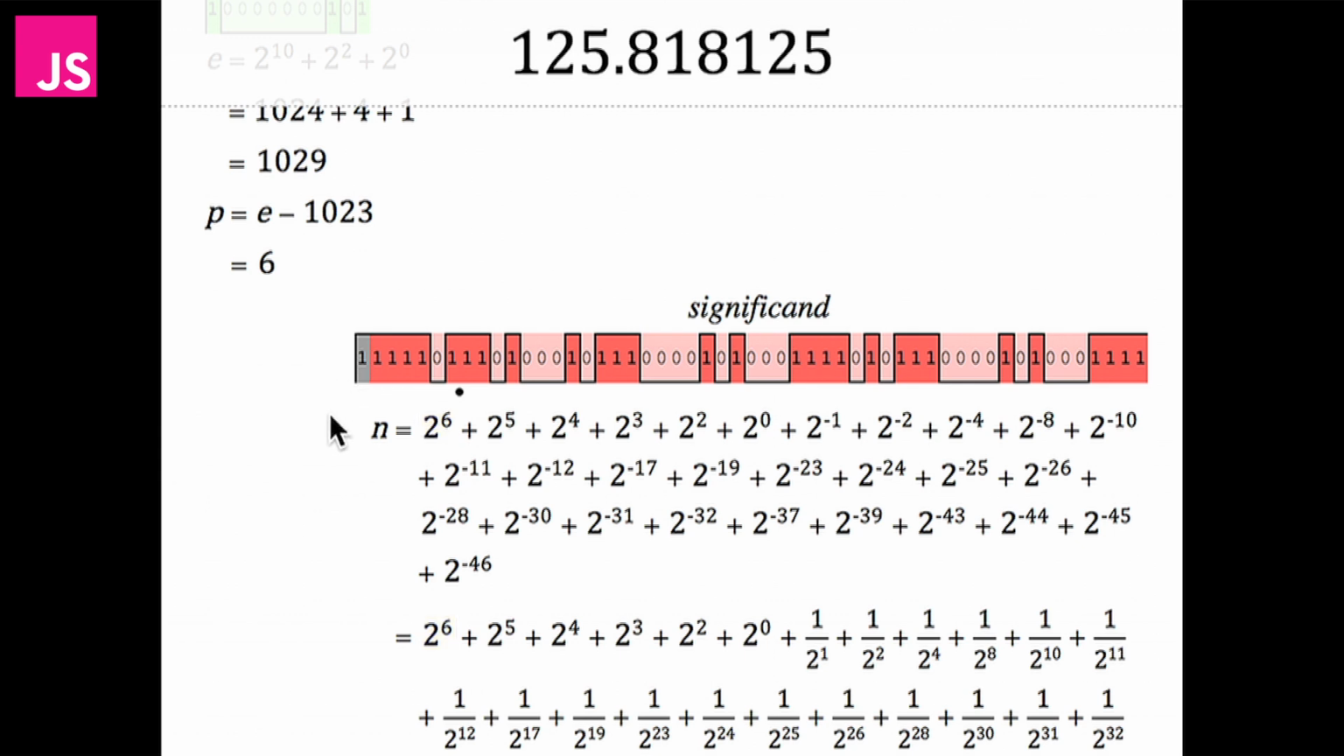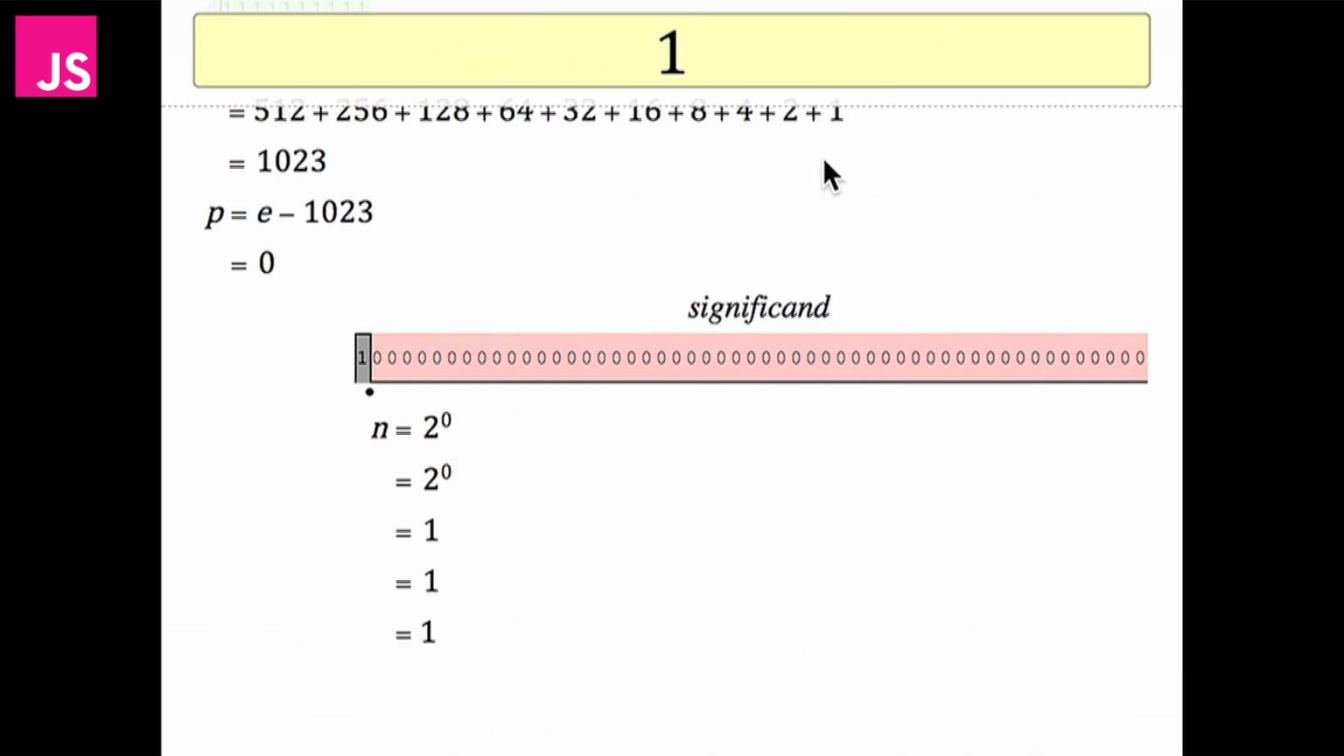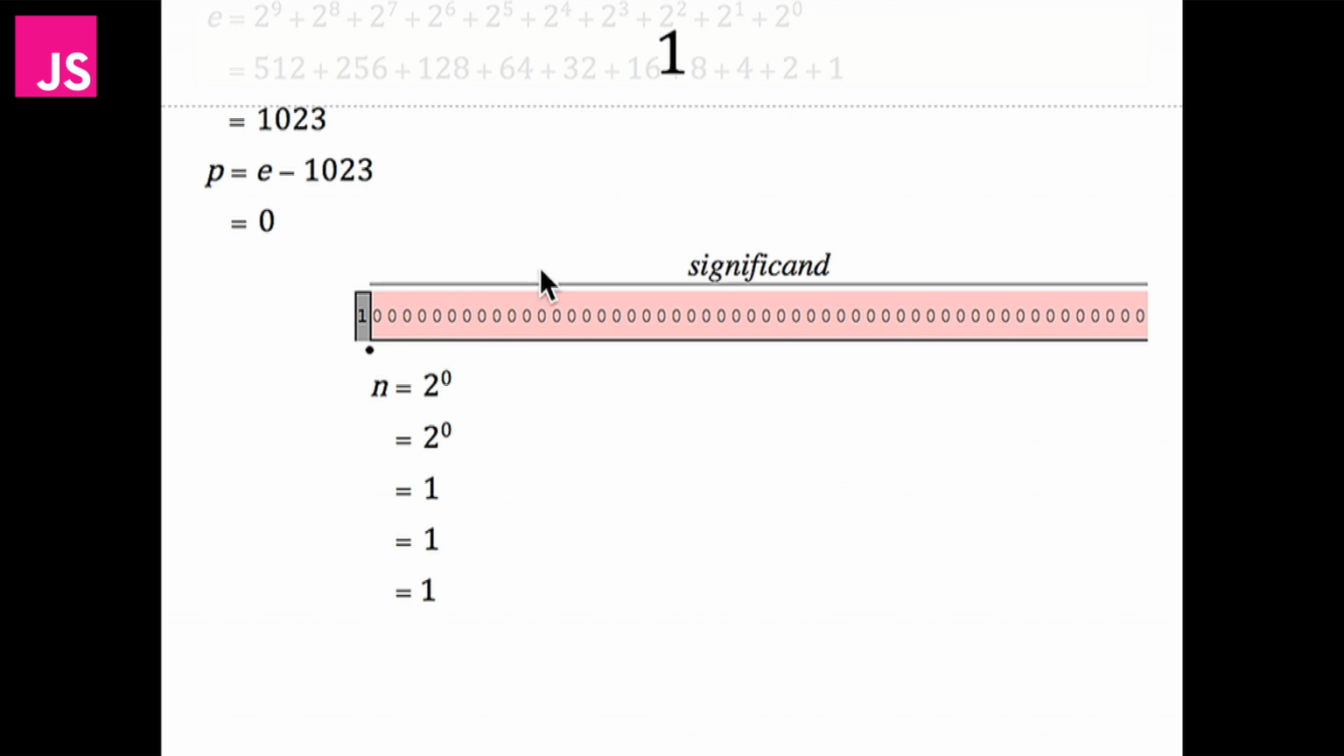To explain how this significand works, let's start with something simple like number 1. For number 1, our exponent is 0, so it puts our point in here. So we have 1 bit on the left-hand side, representing our integer part. And it represents 2 to the power of 0, so it's 1. But we have only 1 bit for the integer. We can't represent any bigger number.